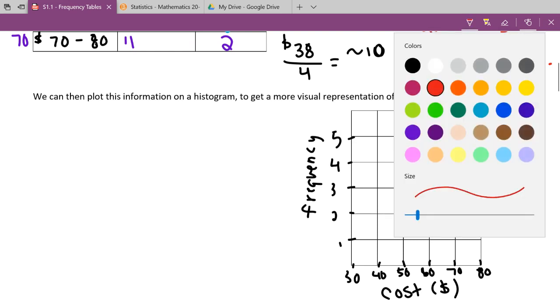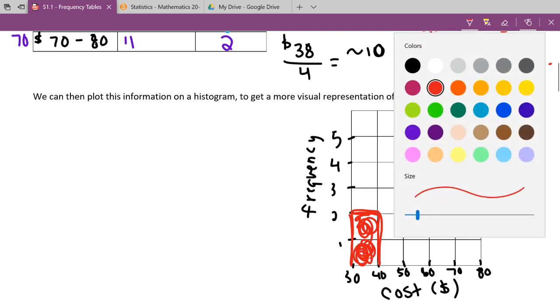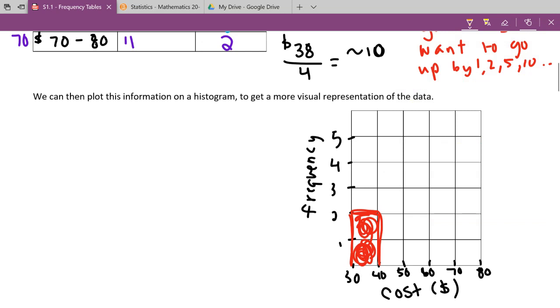So I'm going to graph this. 30 to 40, we had a frequency of 2. So I draw a bar that takes up the whole box that goes right up to 2. 40 to 50, we actually had 3 of these. So I draw a bar right beside, no gaps, no spaces. That's what tells us the difference between a bar graph and a histogram. Goes all the way up to 3.